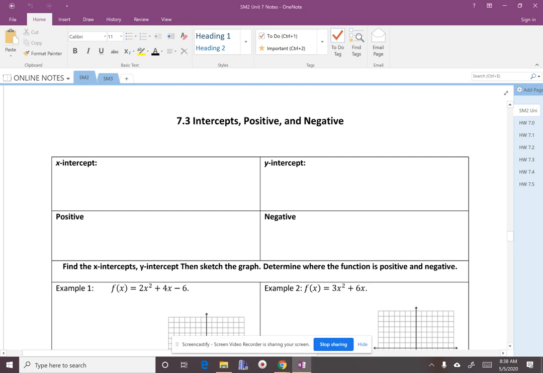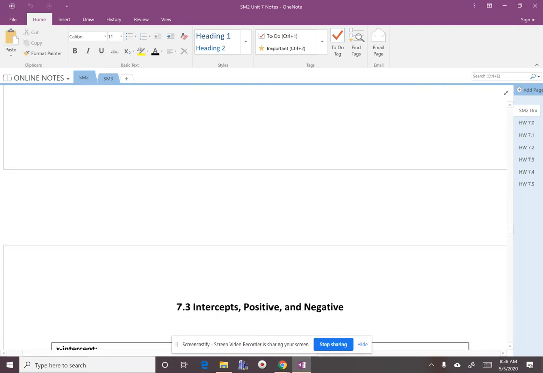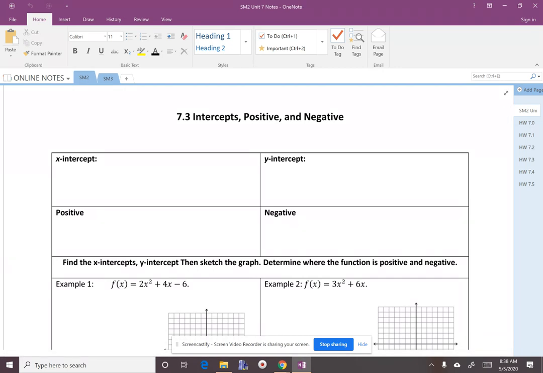All right, you guys, 7.3. We're working on graphs still, so let's review a little bit. 7.0 was on the different forms of quadratics and what you get from them. 7.1 was graphing. 7.2 was domain and range, I believe. Let's double check that. Yep. Okay, domain and range. And 7.3 now is we're going to just pick apart pieces of a graph.